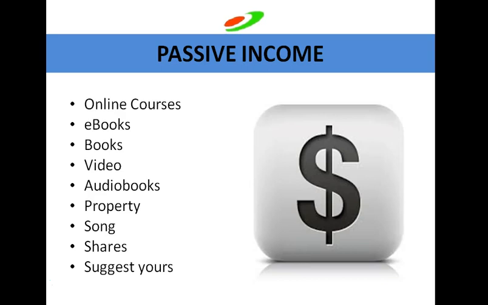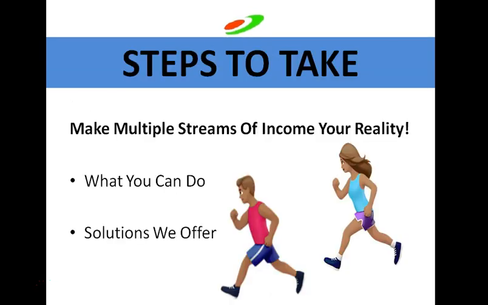Books, that's hardcover books that you've written, you can sell over and over again. Do reprints over and over. Videos, you create educational videos that you can actually sell over and over. Audiobooks. Property, of course, can be a source of generating passive income. Your own songs or anything connected to intellectual property. Shares, even though I have my reservations about shares, but that's also another way. You can suggest yours. Which other way do you know that can help you generate passive income? Get thinking. But it's important you start to pay attention to your income.